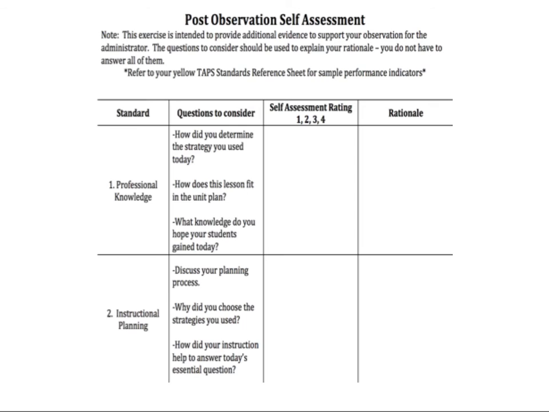Well, now let's get back to that post-observation self-assessment. This is an exercise intended to provide additional evidence to support your observation for the administrator. It's a chance for the teacher to really communicate to us, what did we not see before or after that walkthrough or formative observation began. Do look at those questions to consider as guides. What we want you to do is self-assess a 1, 2, 3, or 4, and then provide a little bit of information about a rationale as to why you feel you scored at a 1, 2, 3, or 4.